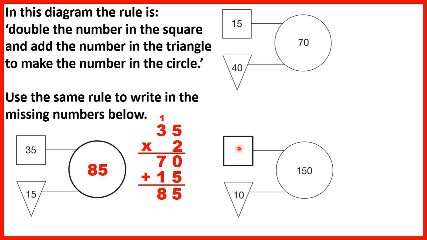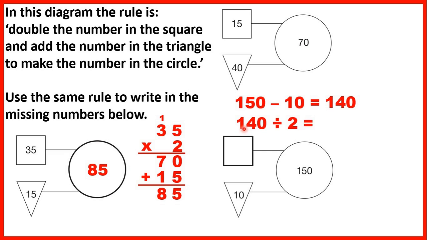Now for this diagram, we don't know the number in the square, but we do know that when we double it and then add 10, so add the number in the triangle, we get 150. So before we added the 10 in the triangle, we would have got 140. So if we double this number here or multiply it by 2, we get 140. So we need to think what times 2 is 140.